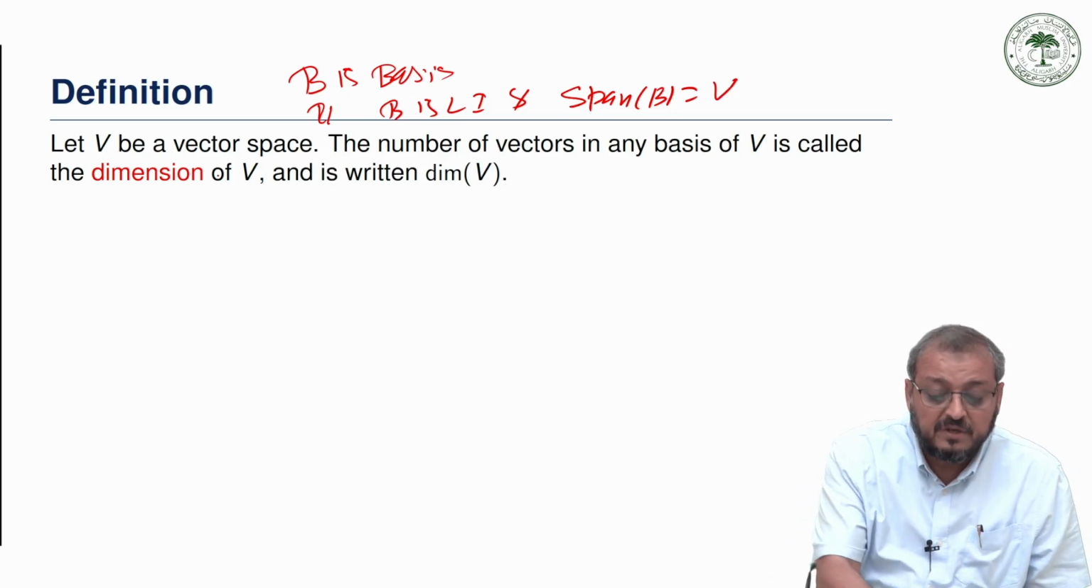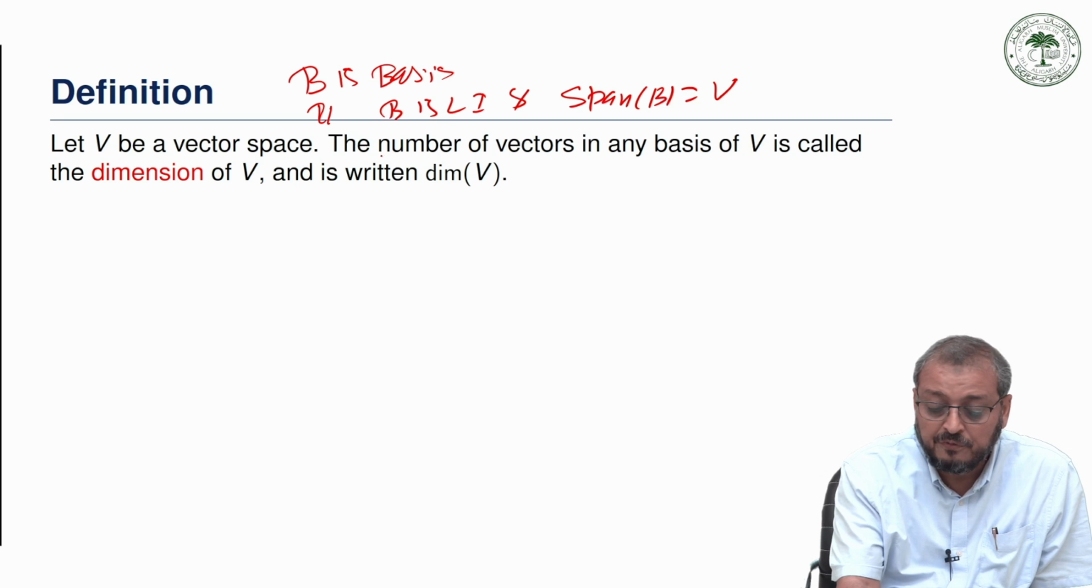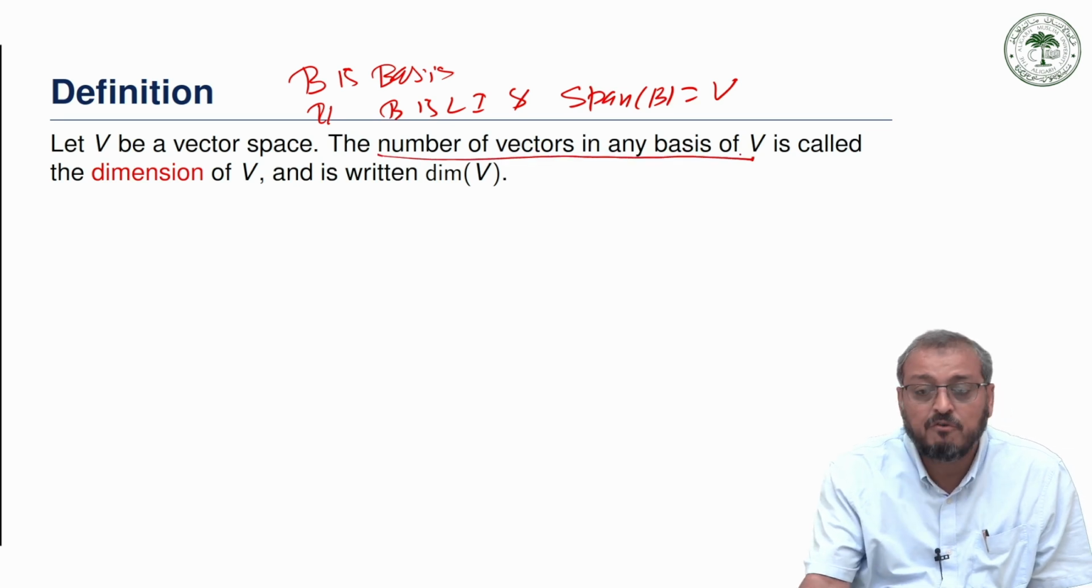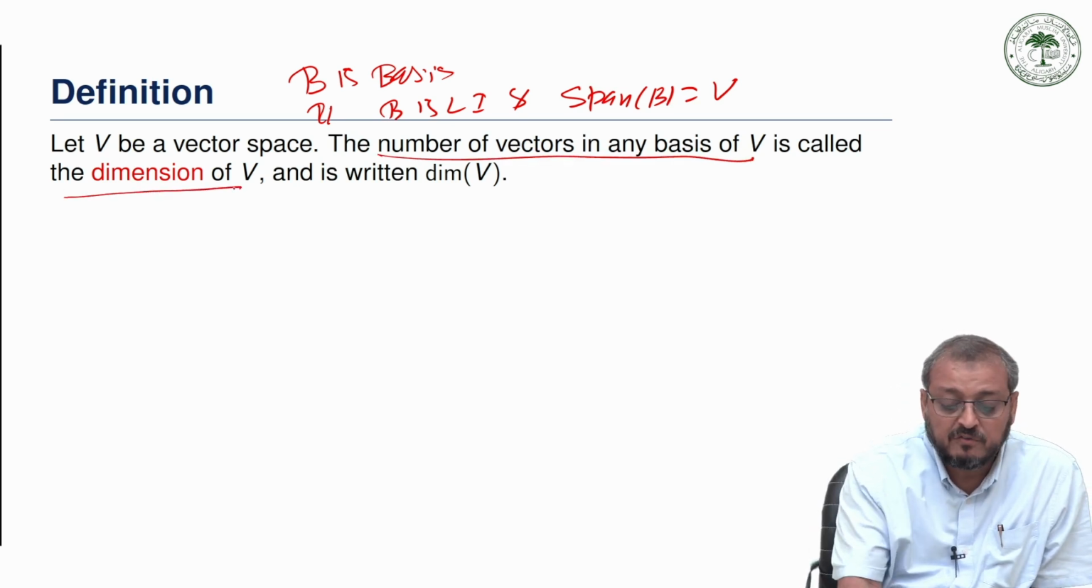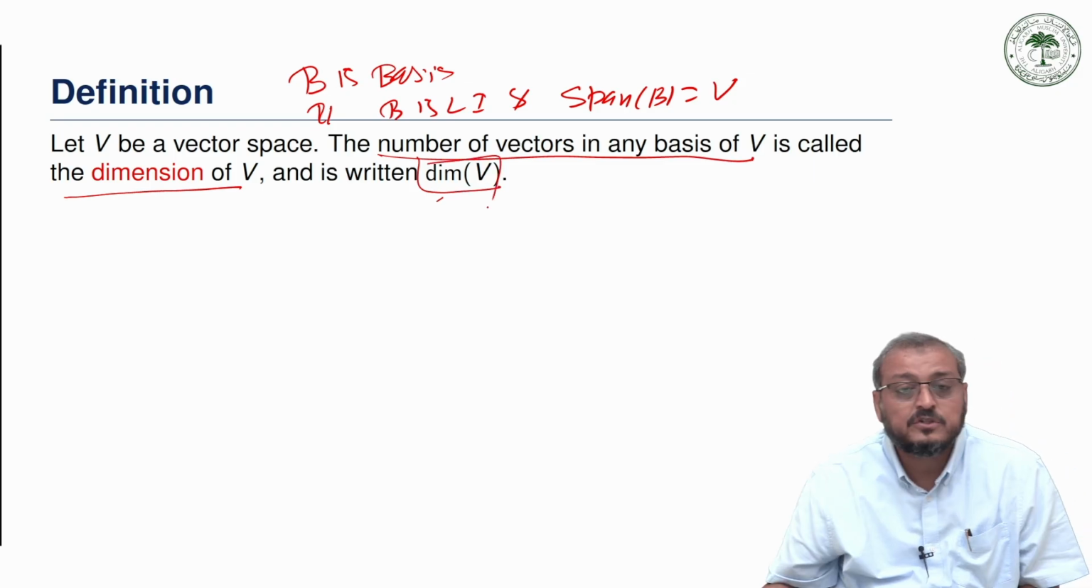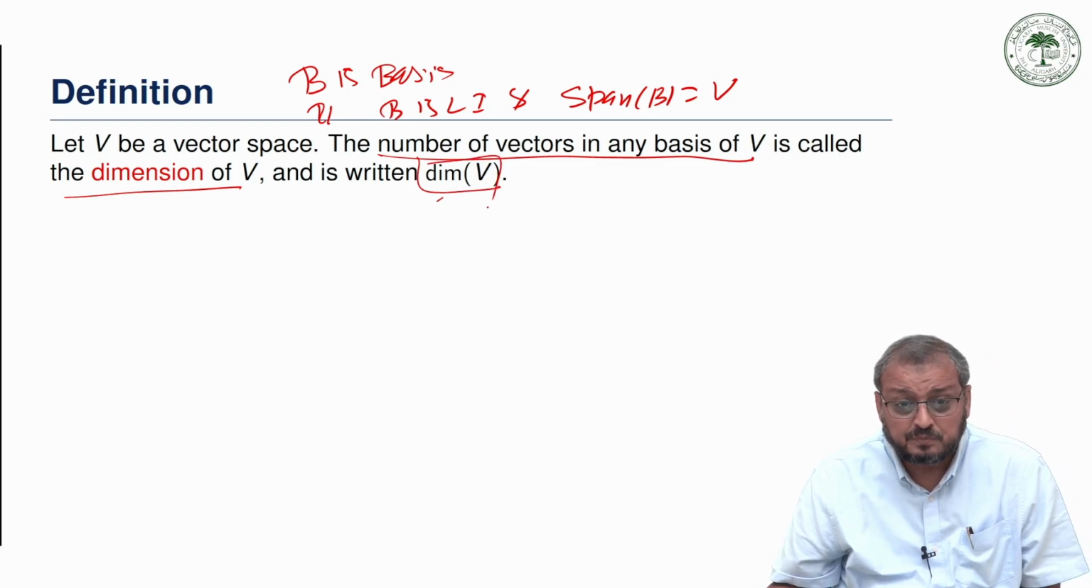So let V be a vector space. The number of vectors in any basis of V is called the dimension of V and is denoted by dim V in this form.